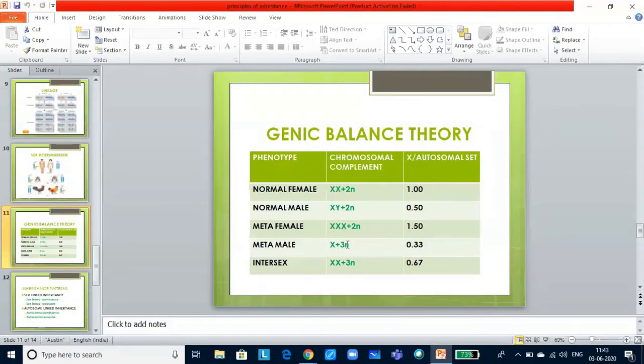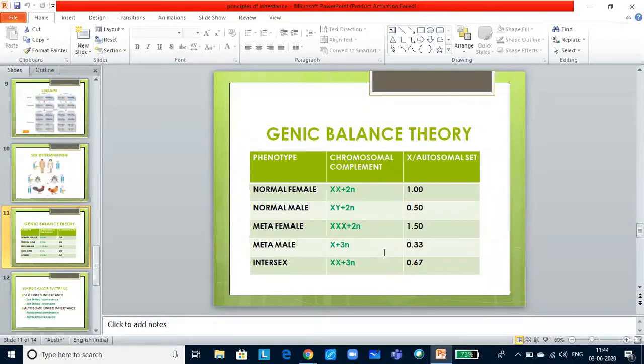In a meta male, there is only going to be 1 X chromosome, so it is going to be 1 by 3, so 0.33 is the ratio. In an intersex, there will be 2 X chromosomes, but autosomes will be 3 in number. So there is a reversal, and that is why it results in a gynandromorph or an intersexed organism with a ratio of 0.67.